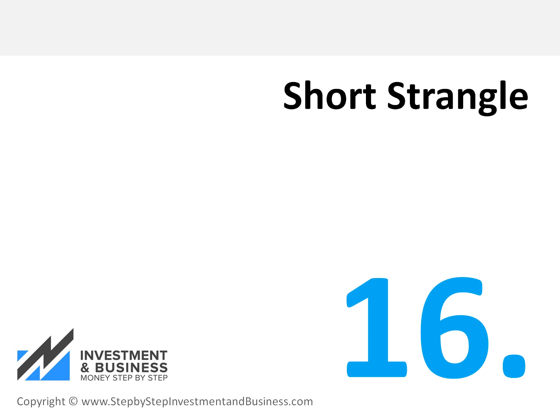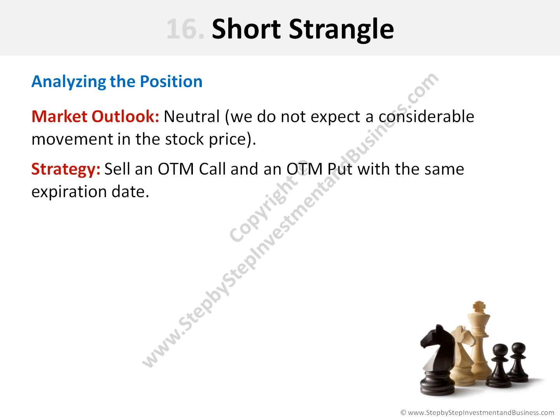We begin with Chapter 16. In this chapter, we will analyze in detail the short strangle strategy. The short strangle position is used when the market outlook is neutral, that is, we do not expect a considerable movement in the stock price. The strategy consists of selling an out-of-the-money call and an out-of-the-money put with the same expiration date.